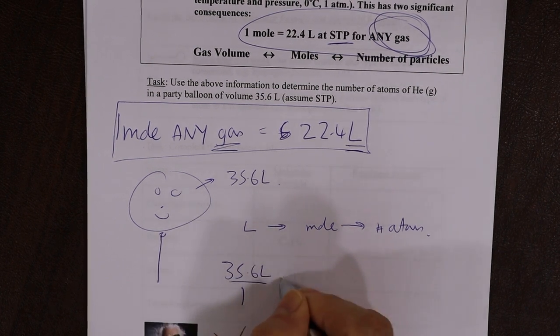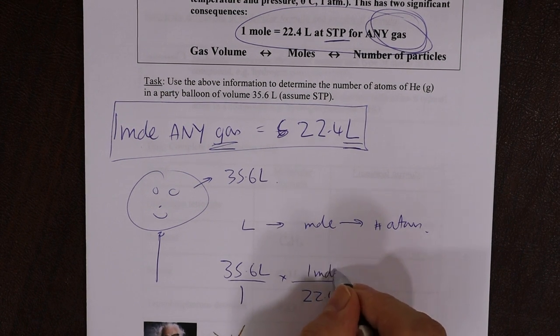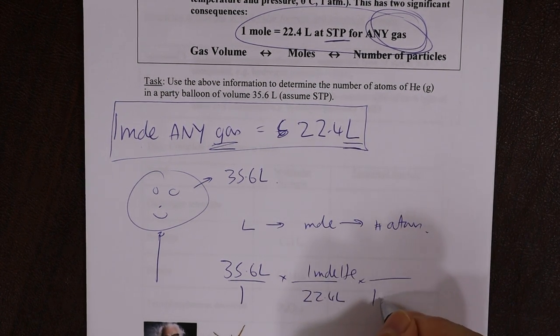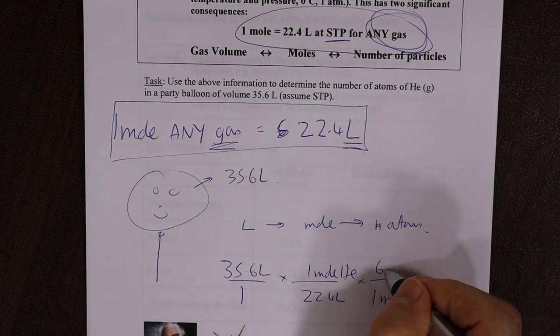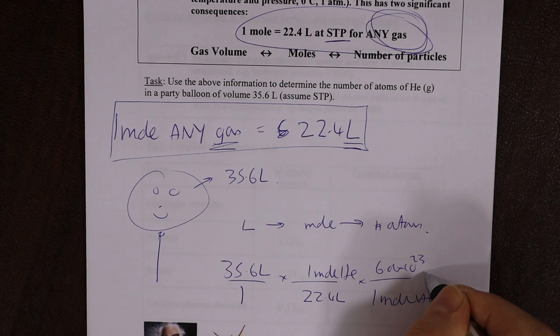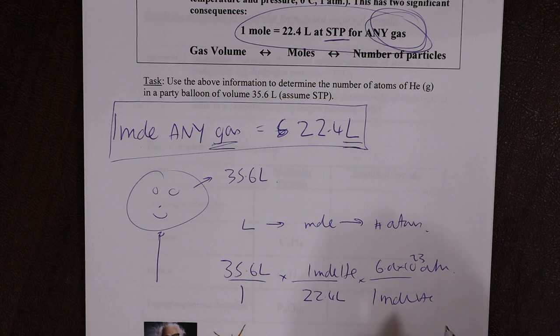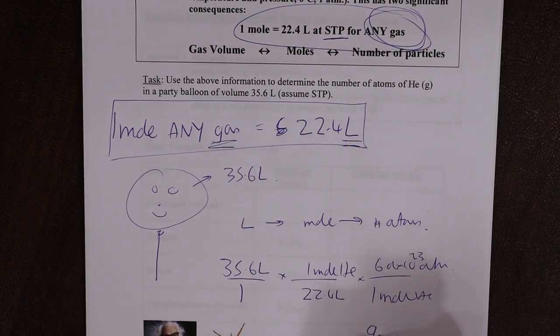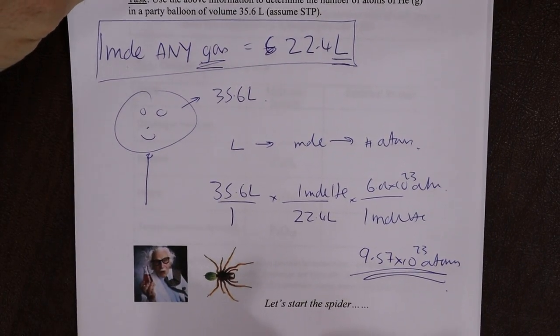35.6 liters times 1 mole over 22.4 liters, times 6.02 times 10 to the 23 atoms in this case, which equals, make sure I get the right number, 9.36657 times 10 to the 23 atoms. Pull that up so you can see.